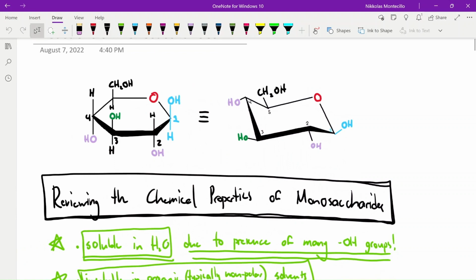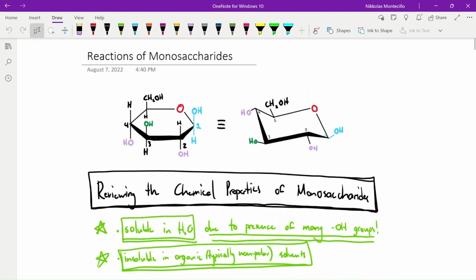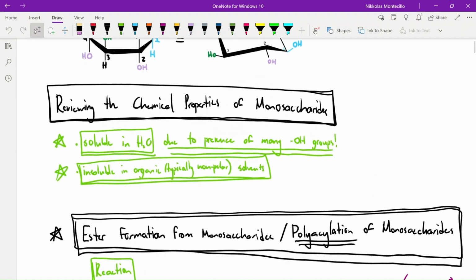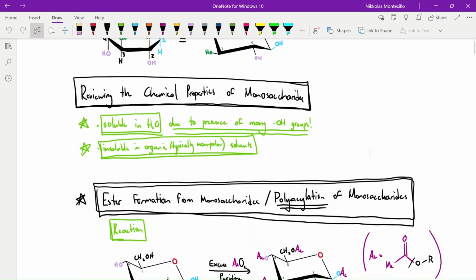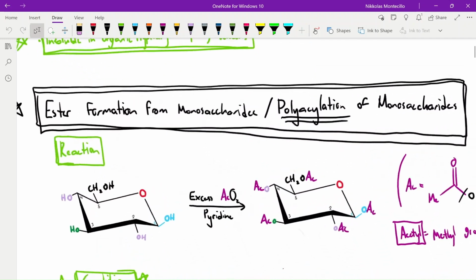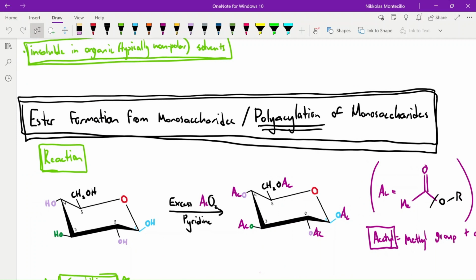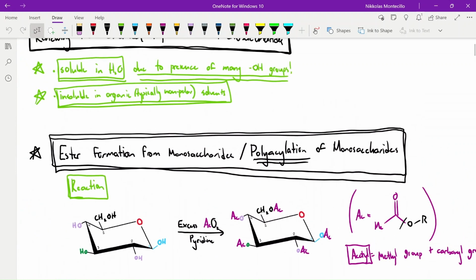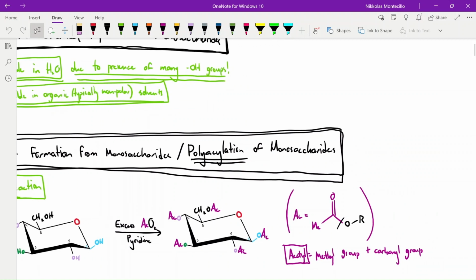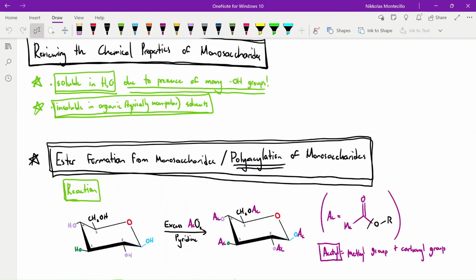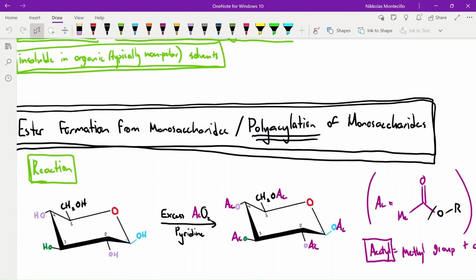So with these two key details in mind, let's go through several reactions of monosaccharides, starting with ester formation from monosaccharides, or the polyacylation of monosaccharides. The reaction conditions for this show that a carbohydrate in the presence of excess Ac2O, or acetyl O2, in the presence of a pyridine base will cause the polyacylation of monosaccharides.